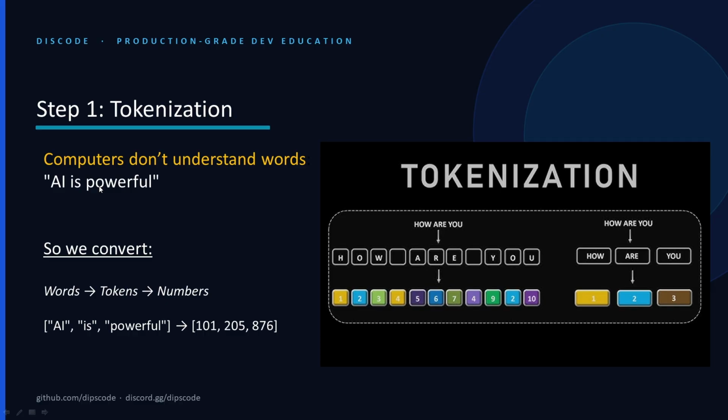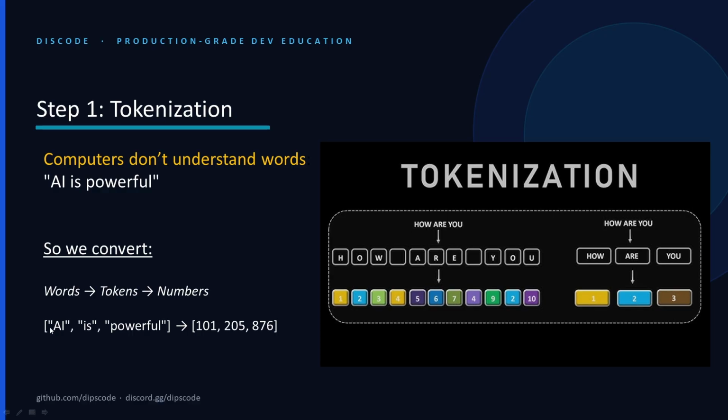But let me clear up another thing. In reality, a word doesn't necessarily mean a token. A token can be anything. Let's say powerful can be two tokens, like POW as one token and ERFUL as another, or power as one token and full as another. It can be anything, but for the sake of simplicity, let's take every individual word as a token. So first we convert the words into tokens.